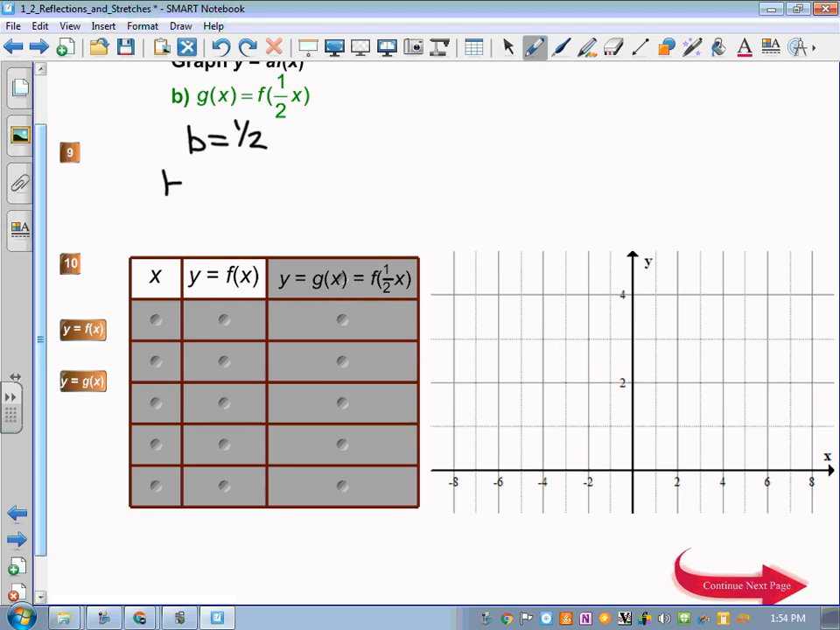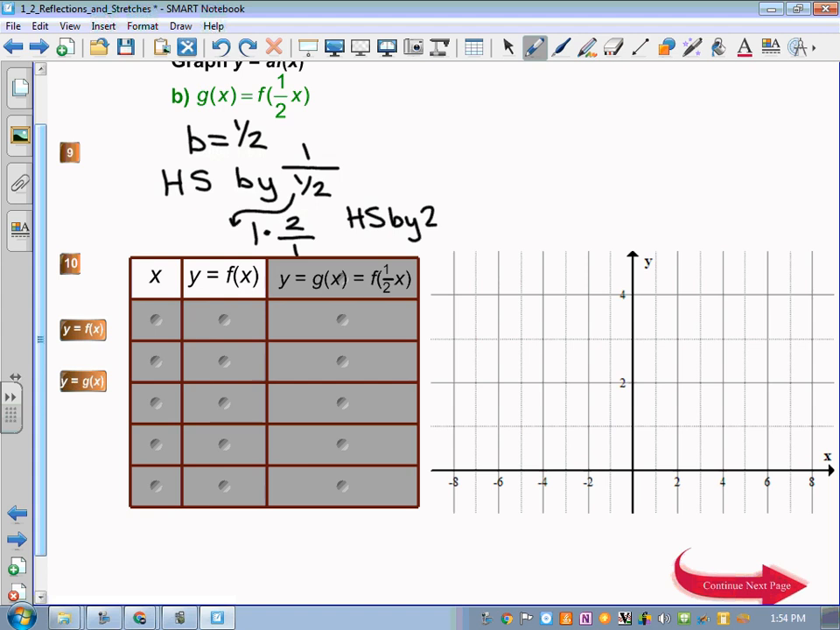Therefore, it is a horizontal stretch by, and at least once, I would like you to picture that as 1 over 1/2. That's still just 1 over b. But we spent a lot of time talking about how when we divide by a fraction, we multiply the numerator by the reciprocal of the denominator. So this is really a horizontal stretch by 2.